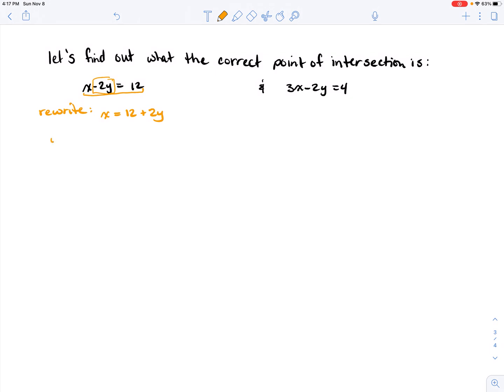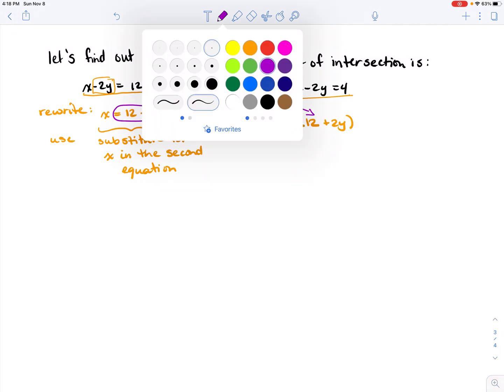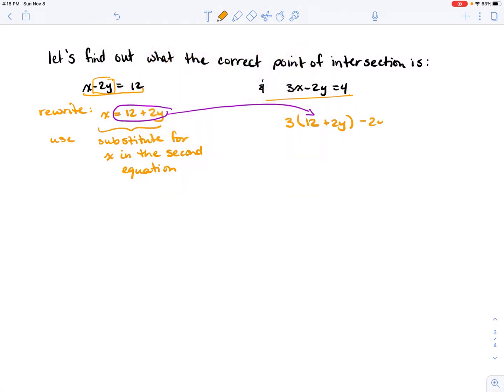Now what I can do is use this whole thing to substitute for x in the second equation. So here's my second equation here. So I have 3, but x is equal to 12 plus 2y. So I've gone ahead and taken this whole thing and put it in for my x, which was multiplied by the 3. And of course I have minus 2y equals 4. So now I'm only dealing with y's in the second equation, so I can go ahead and solve for y.